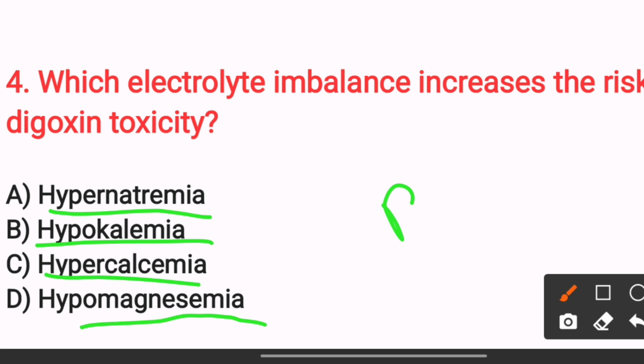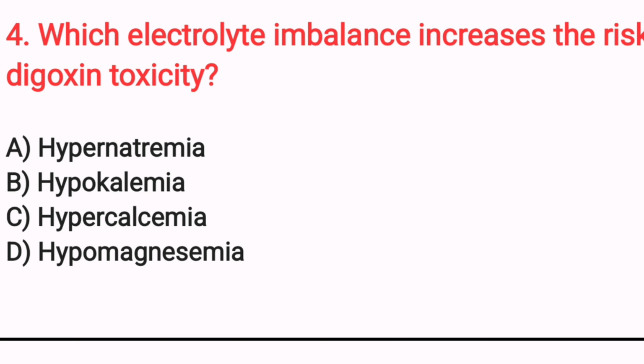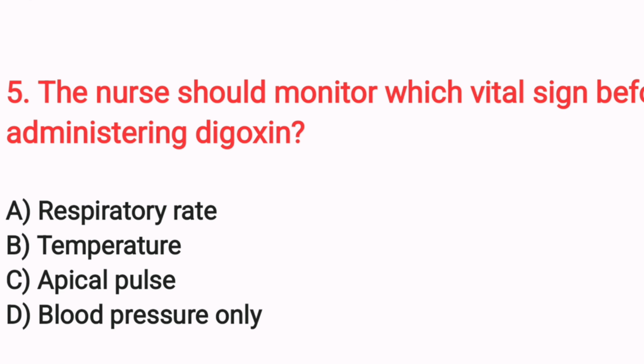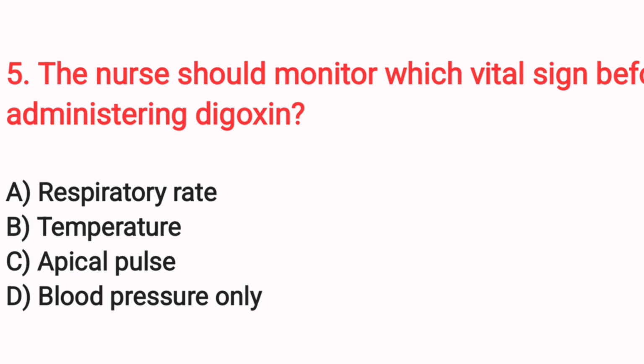The answer is option B, hypokalemia, because low potassium level enhances the digoxin binding to myocardial cells, increasing the toxicity risk. So the answer will be option B, hypokalemia.